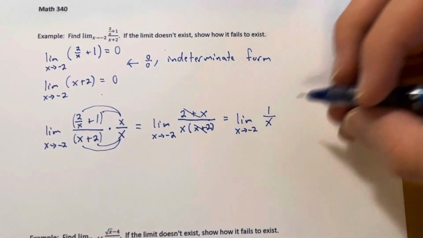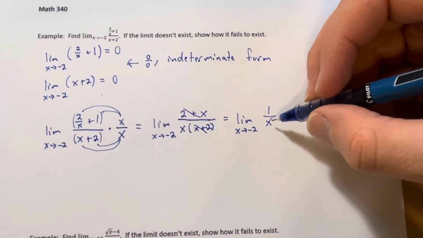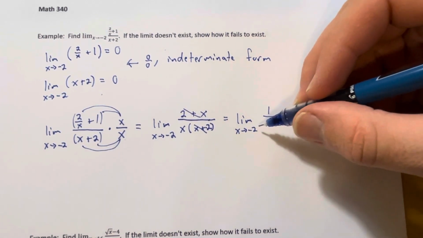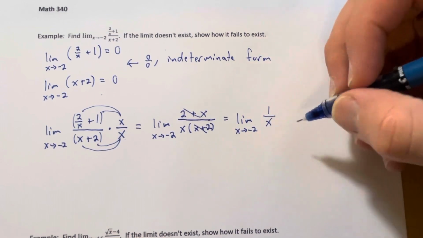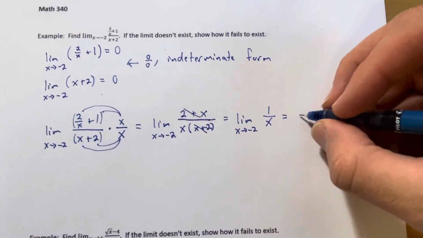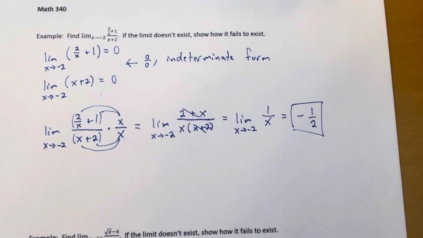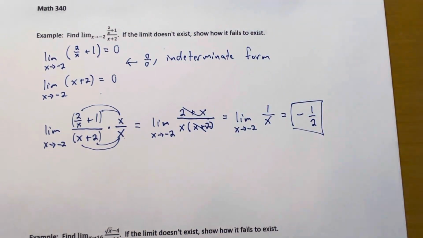At this point, I have a different looking rational expression, but now we don't have any issues with direct substitution. My denominator is not 0 anymore if I plug -2 in directly. In fact, if I plug -2 in directly, I get -1/2. Direct substitution came to the rescue at this point. Okay? So that right there is my answer. And it took some simplification to get to that point.